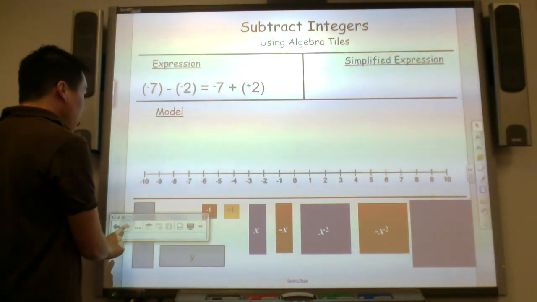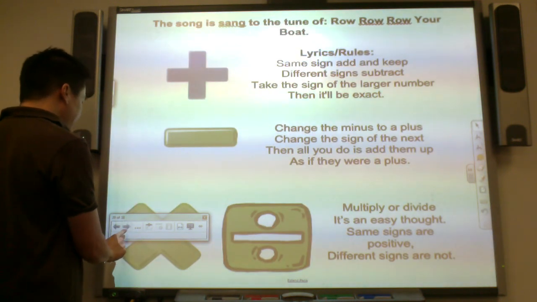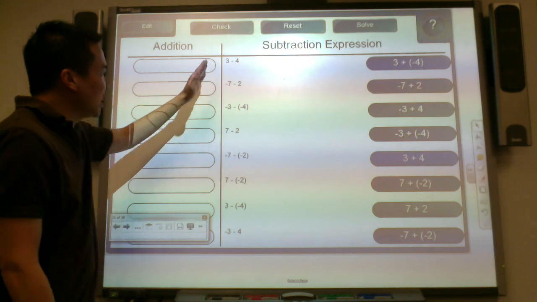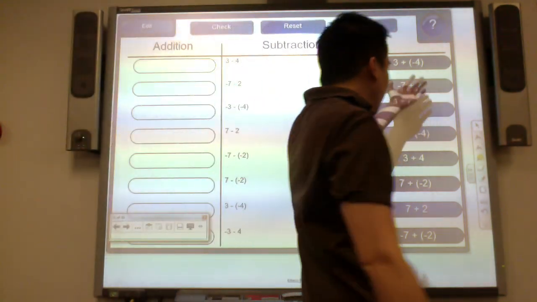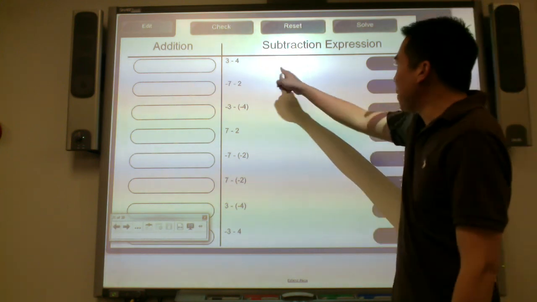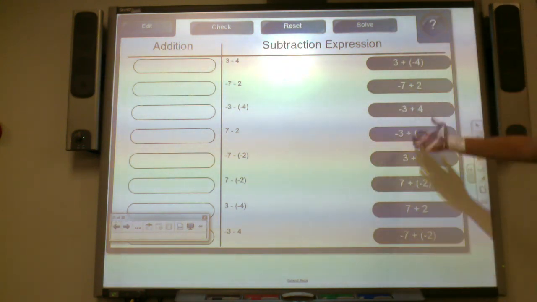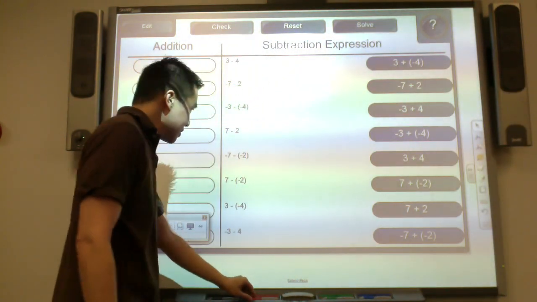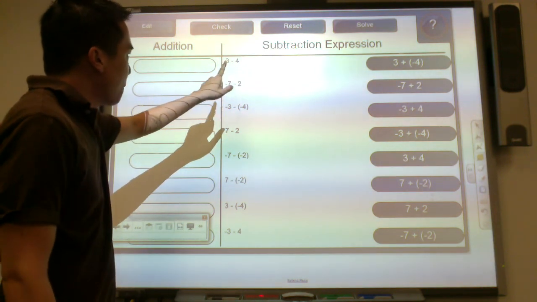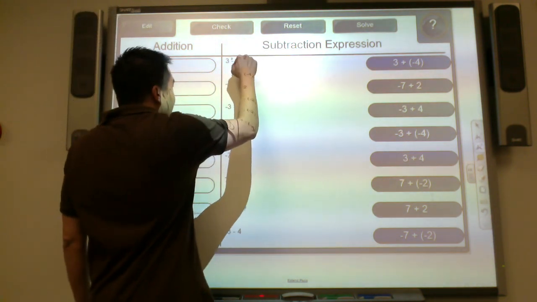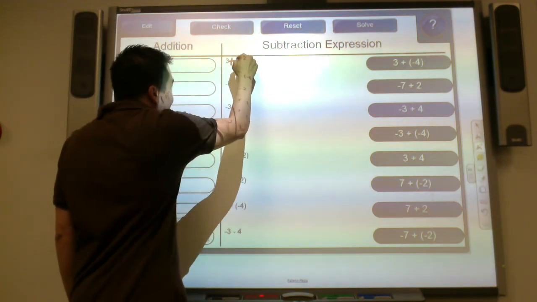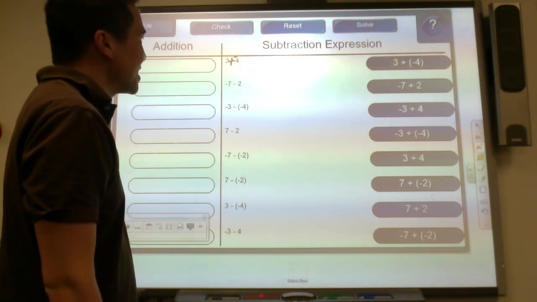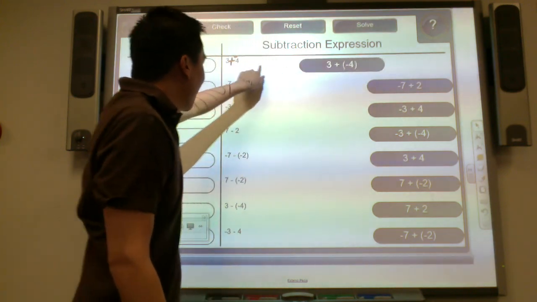So let's go to this screen right here. In this screen, can you match equivalent expressions to the other side? 3 minus 4. Which one of these addition problems matches with 3 minus 4? Let's see. Change the minus to a plus. Change the sign of the next. I think 3 minus 4 is the same thing as 3 plus negative 4. So I think it's this one right here.